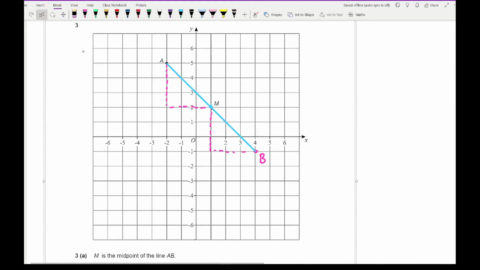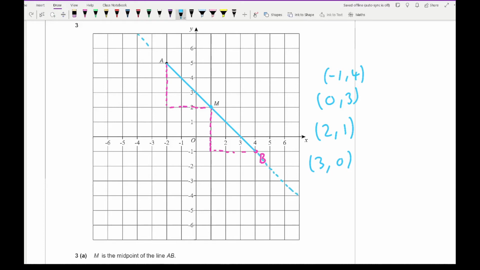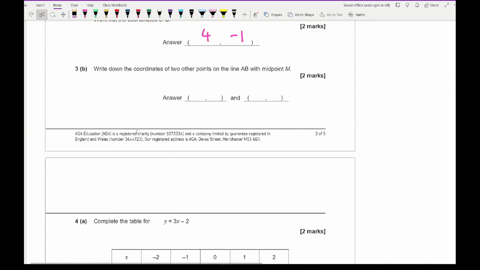So an example would be minus 1, 4, 0, 3. You could have 2, 1, and you could have 3, 0. As long as you're avoiding the coordinates of M and A and B, it should be absolutely fine. And obviously you can even extend that to other points that lie, because it can go beyond that. But I would probably play it safe and just pick 2 of those 4 coordinates.